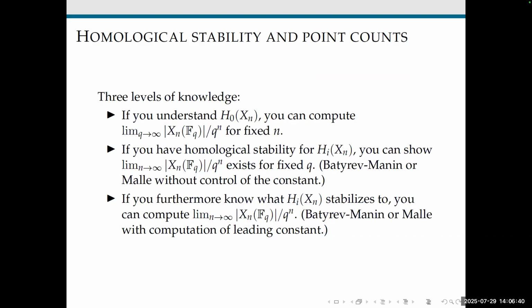Okay, so what I'm going to do for the last part of the talk is basically give you a huge spray of progress that people have made on this kind of problem. But when I was thinking about preparing this talk, there's three kinds of theorems. There's three levels of knowledge you can have, which I'm going to call level 1, level 2, and level 3. And level 1 is all you understand is the H^0.